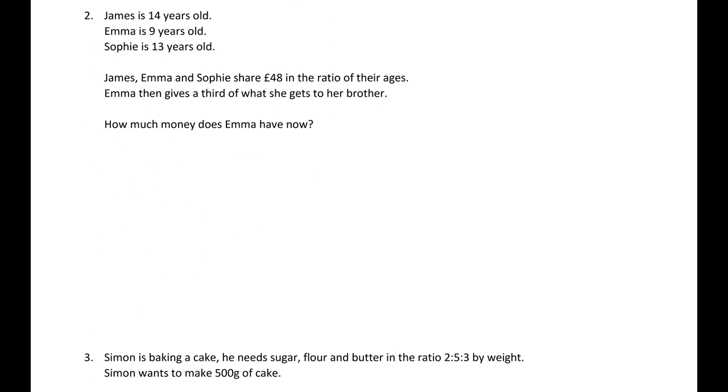Okay, second setup. This is a three-way split. We have James, Emma, and Sophie. So that you know, this also could have been written 14 to 9 to 13. It's worth seeing it in both ways so you understand how it would actually look in the question. So we're told that they're going to share money in a ratio of their ages. So we need to work out what the total of their ages are, and then we're going to divide the total amount of money we have by that.